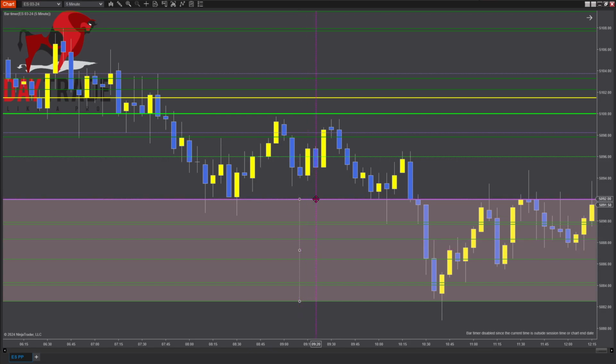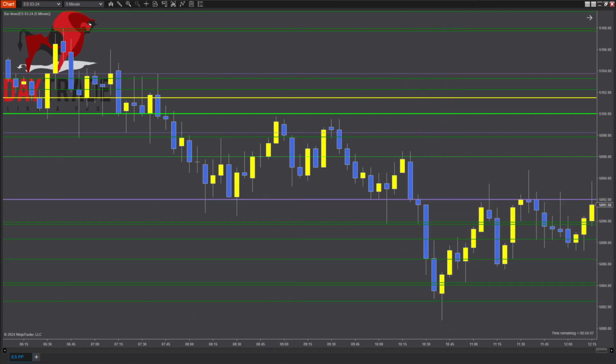And here's the purple line down to here. That's 82.50. So there's our starting range for the day. What you can see is they clearly broke 82.50. And I'm going to show you just a couple of things. Now, here's the reality.